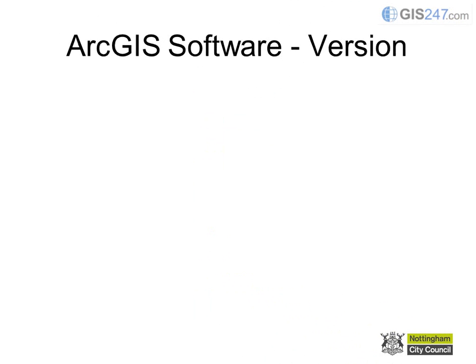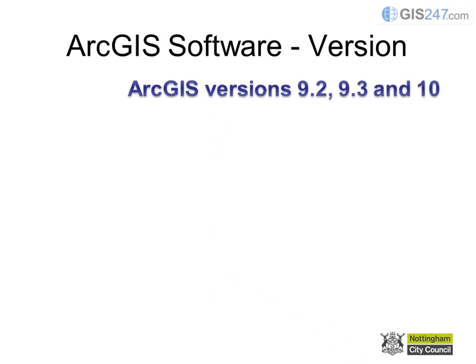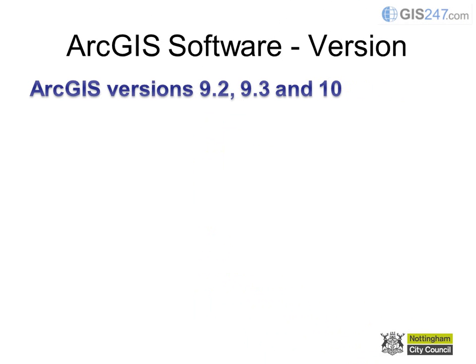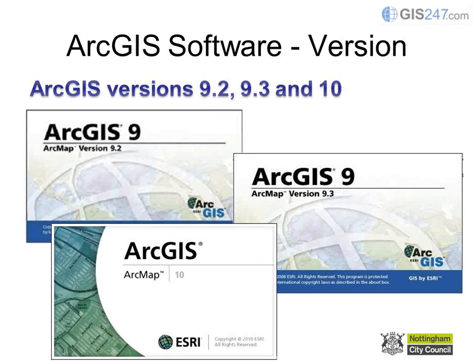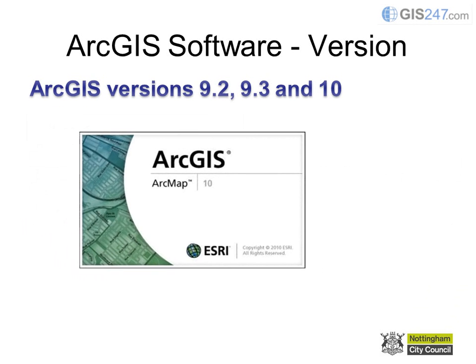The ArcGIS software is continually being developed, changed and enhanced by the vendor, which is Esri. As such, there are a number of different versions of the software. Nottingham City Council currently has some users on version 9.2 and 9.3 and a small number of users on version 10. The GIS team is looking to migrate all users across to version 10 over the course of the year.